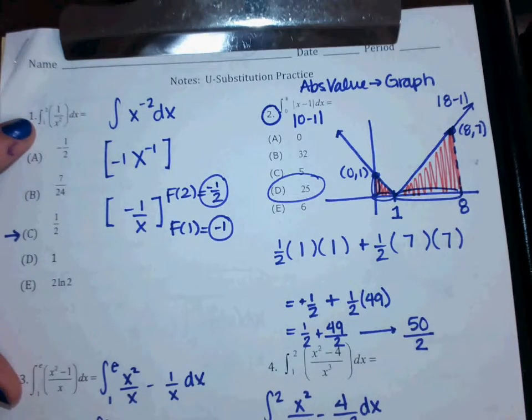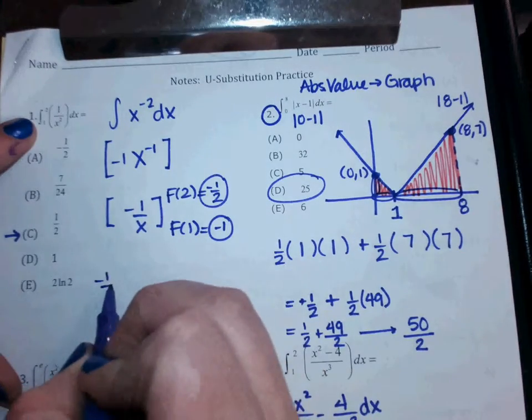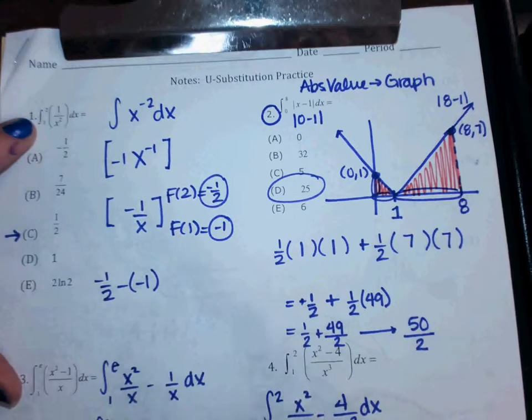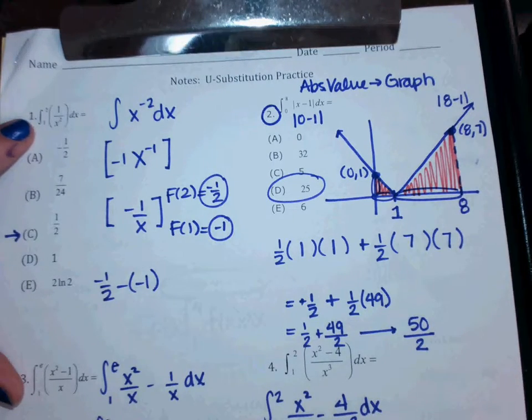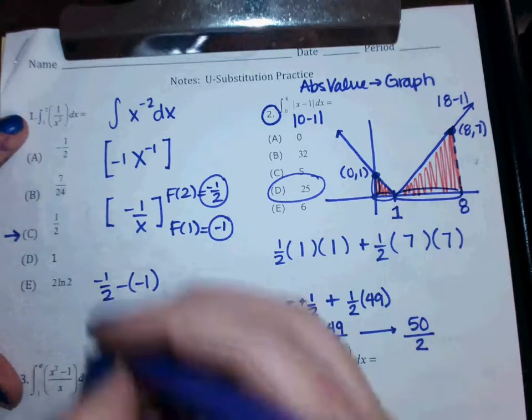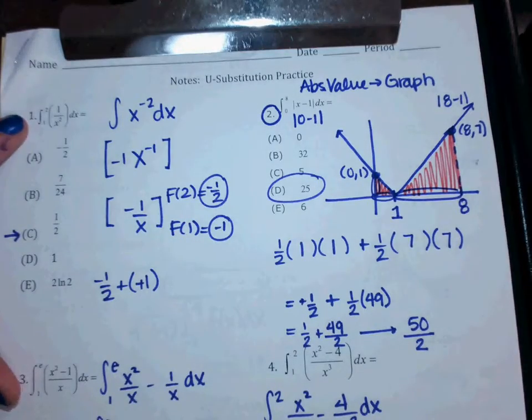And then when you subtract, it's always top minus bottom. So it'd be -1/2 minus -1, which is going to switch that minus -1 to a +1. Make sense?